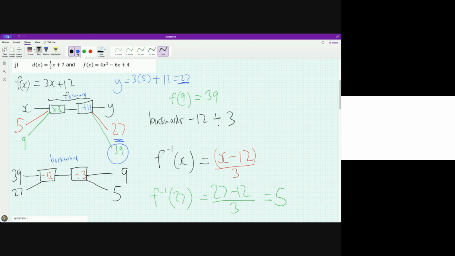However, I want to point something else out. I could also write this as x over 3 minus 4, or 1/3 x minus 4. Now, who can tell me what has happened? I'm saying that these are the same thing. Who can tell me how that was able to happen?